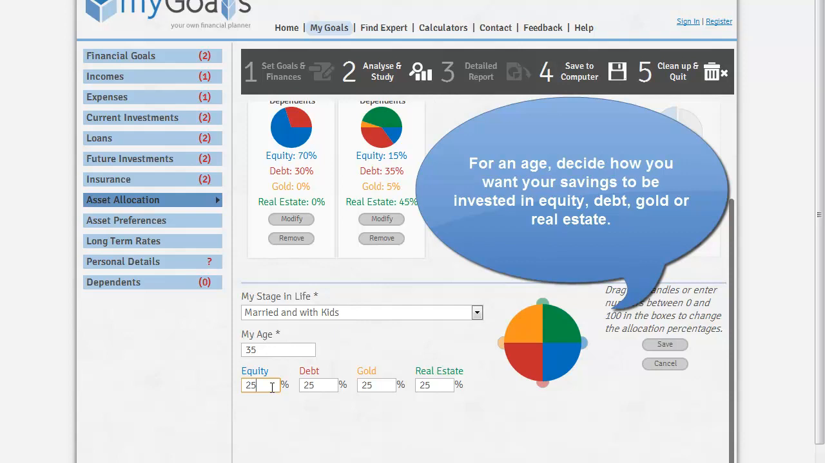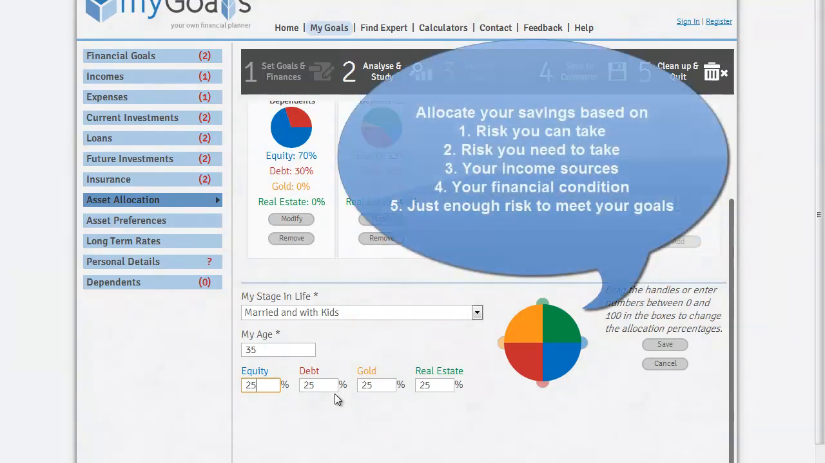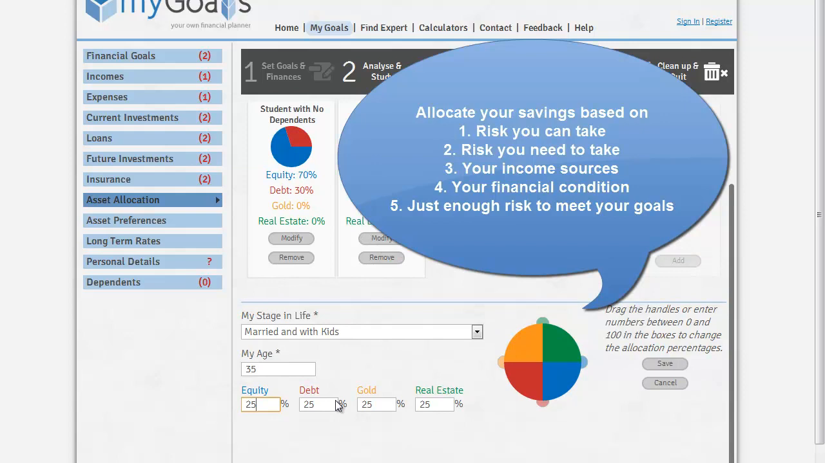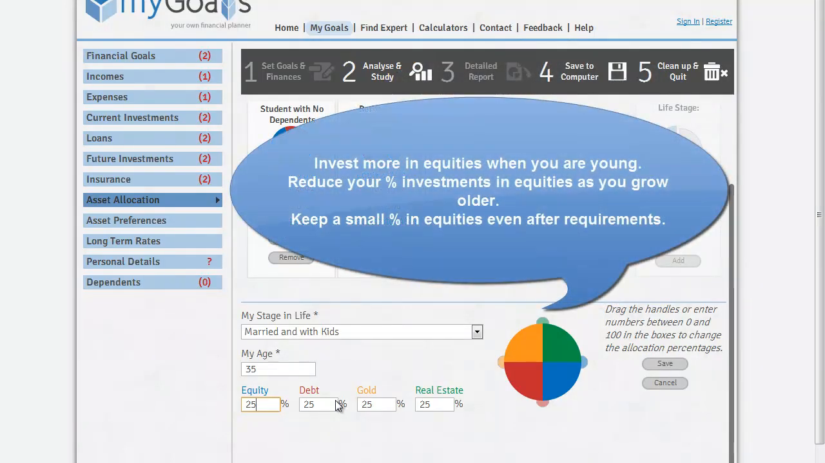How do you arrive at this number? There are no common rules or formulae that you can apply. This depends on parameters like risks that you can take, that you need to take, your incomes, assets, and so on. The best way to do this is to just take an adequate amount of risk that is required to meet your goals. Some general guidelines include taking higher risk when you are young and in the early stages of your career, and reducing this risk as you become older in life.